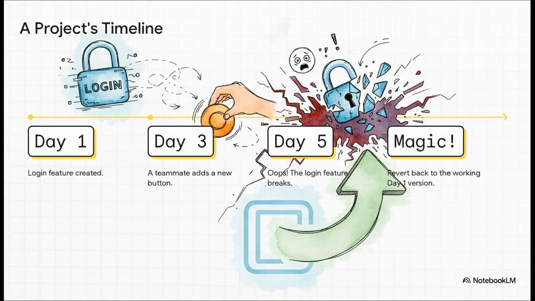So imagine this timeline, right? On day one, you build a login feature. It works perfectly. A few days later, a teammate adds a new button, and whoops, it accidentally breaks your login. Panic, right? Nope, not with GitHub. Because it remembers everything, you can basically hit a giant undo button for the whole project and, like magic, jump right back to the working version from day one. Problem solved, just like that.